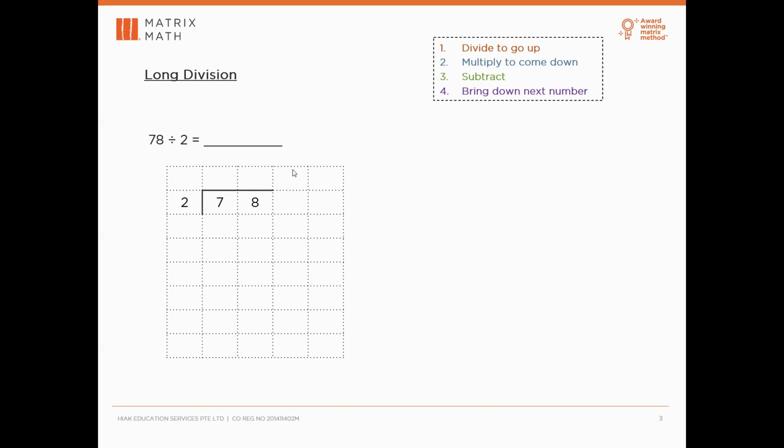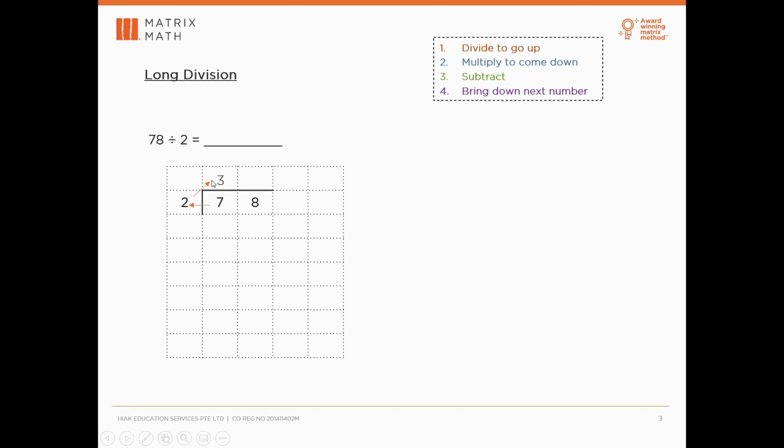To do long division, we start off with the first step, which is divide to go up. We always tell them to start with the first number within the lines, which is 7. We always divide by the number on the left side, so the number on the outside is 2. We take 7 divided by 2. The biggest number will be 3, and this will be brought up because we divide to go up.